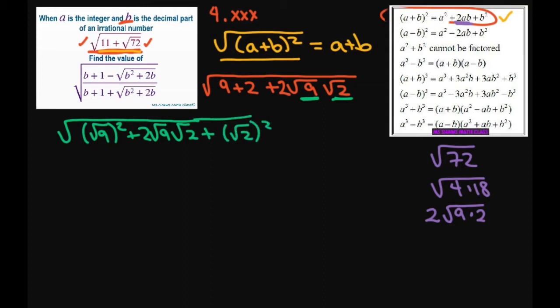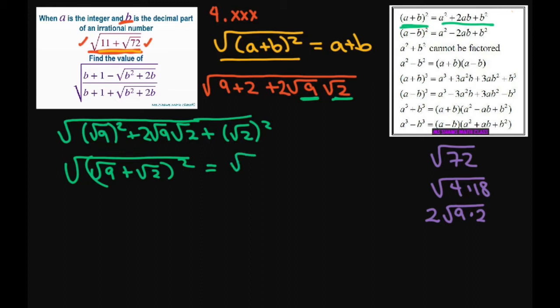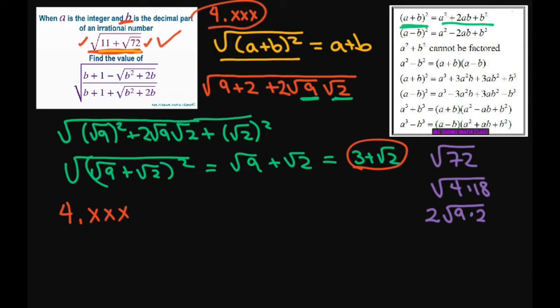Now it looks just like this side right here. So now I can condense it and write it as the square root of your A, which is square root of 9, plus your B, which is square root of 2, squared. This is going to give you square root of 9 plus square root of 2. Now this is going to give you 3 plus square root of 2. When you put this in the calculator, you get 4 point something, which we already knew.